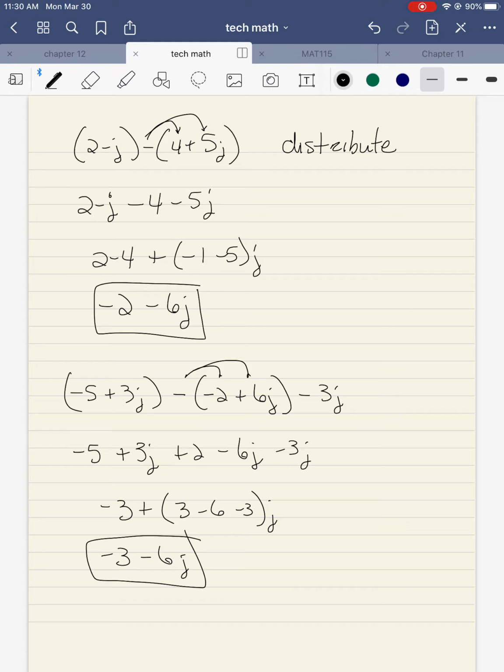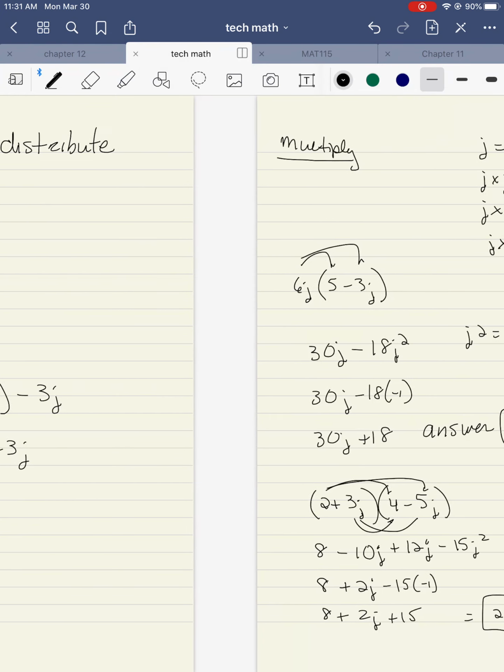Again, adding and subtracting. The middle term here, I need to distribute the negative sign. Everything else is okay. So minus 5 plus 3j, distributing the negative makes a plus 2 minus 6j, and then that minus 3j is still there. The real parts are minus 5 plus 2, which makes a minus 3. The j parts are 3j minus 6j and another minus 3j. That makes a minus 6j, so the answer is minus 3 minus 6j.